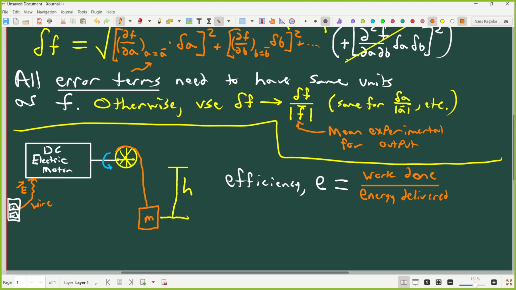So I want to calculate this, but it's not hard to do this calculation. We just need a way to measure voltage, a way to measure height, and a scale, and we can figure this problem out. But the question is the uncertainty in that number. And for motors, efficiency is extremely important. In some ways, it's the most important metric other than the power that a motor creates. It's the efficiency of that motor.